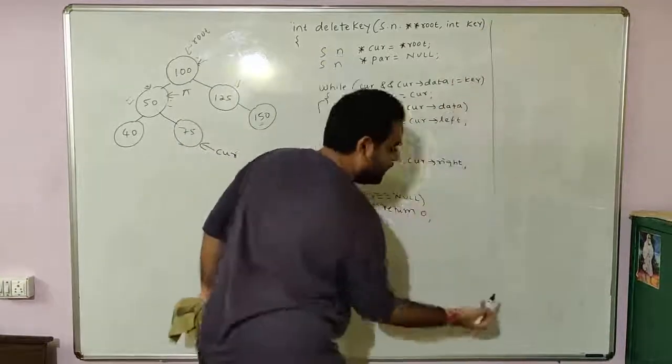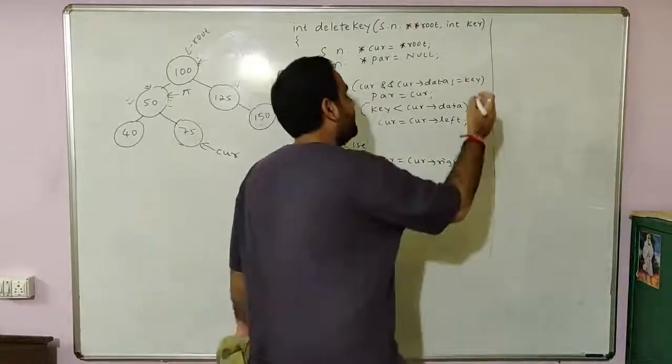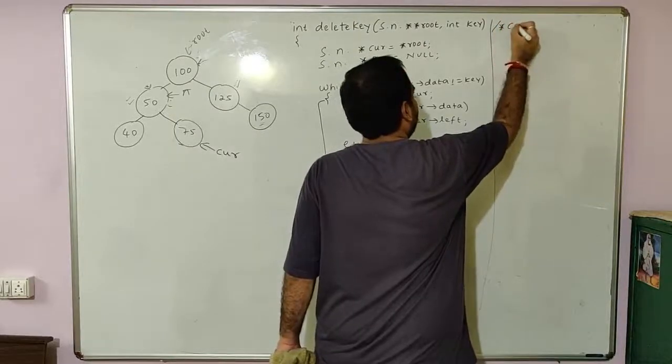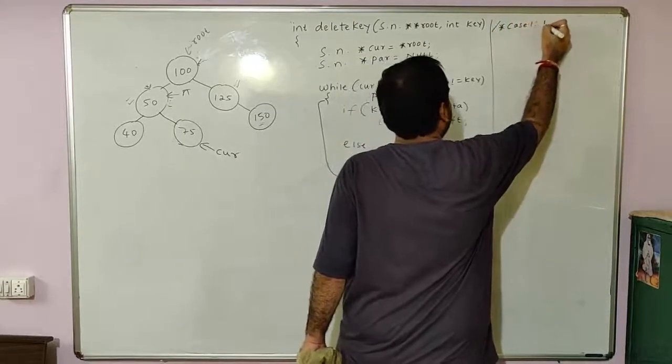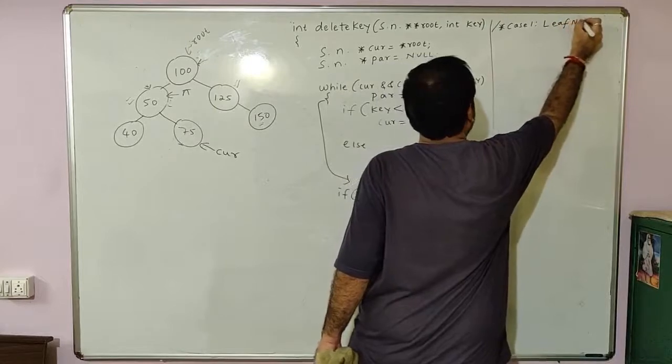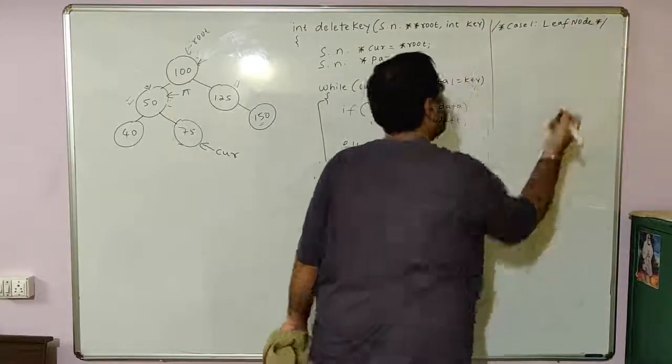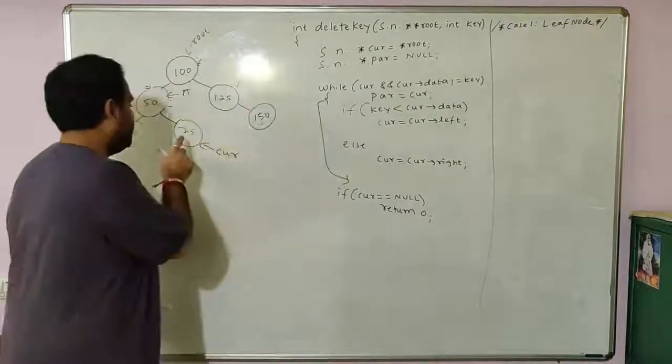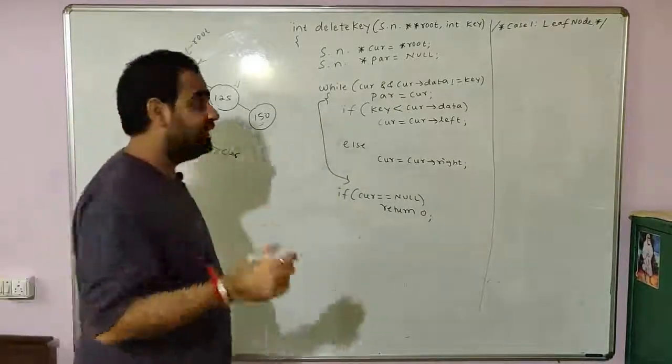Now there are three cases in which we should be deleting, and the first case, you write down, what is the first case? Data to be deleted is a leaf node. What is the first case? Data to be deleted is a leaf node, and this 75 is a leaf node.